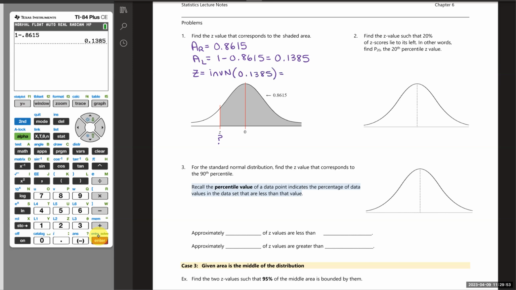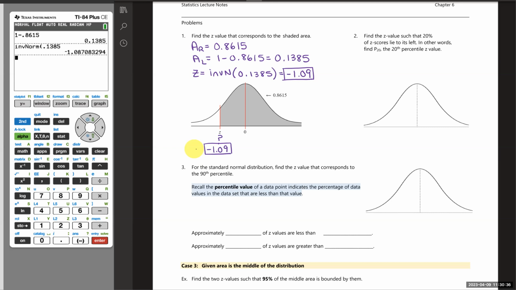And then as always, we'll check if our answer makes sense visually, but we'll go to our inverse norm, 0.1385. And I'll continue to round to 2 decimal places, so negative 1.09. So in terms of whether that answer makes sense, we're just seeing if relative to the mean 0, is a negative z-score making sense? Yes, because we know our answer is to the left of center. So to the left of the mean. So just always making sure visually things are making sense.